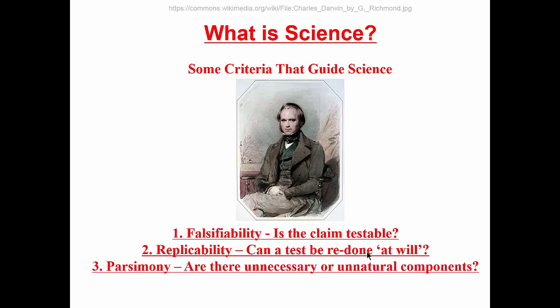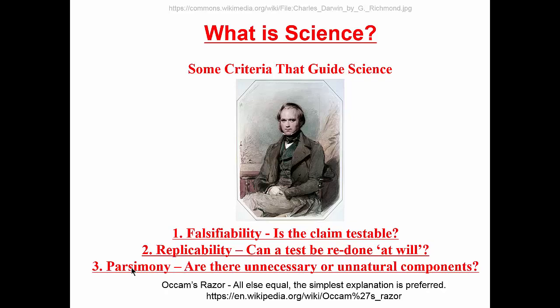Another criterion that guides a lot of science is the criterion of parsimony. And this is the issue of whether there are unnecessary or unnatural components in an explanation. Generally speaking, psychologists and other scientists prefer explanations that are parsimonious. That is, they don't contain any sort of unnecessary component. They're as straightforward as they can be. There's a related idea here that some of you might know from a philosophy class, Occam's razor, which states that all else equal, the simplest explanation is preferred. Now, the three criteria that we're showing here are not the only criteria that guide science, but these are frequently occurring criteria, and it was important to mention them here because they occur so frequently when we're thinking about science.